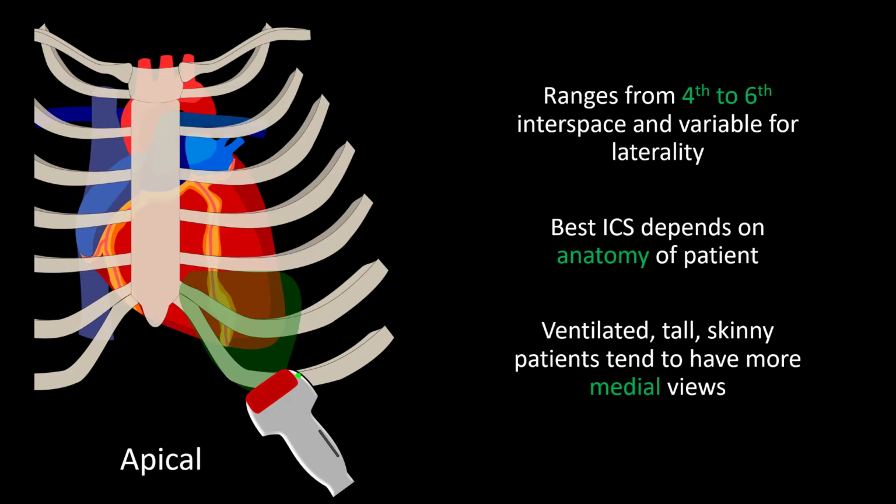An easy way to transition to this point is to follow the apex from the parasternal long axis view and slide it down along its axis while maintaining vision of the LV. This point usually ranges between the 4th and 6th intercostal space with variable laterality, all of it depending on patient anatomy. Ventilated, tall, and skinny patients tend to have more medial views.